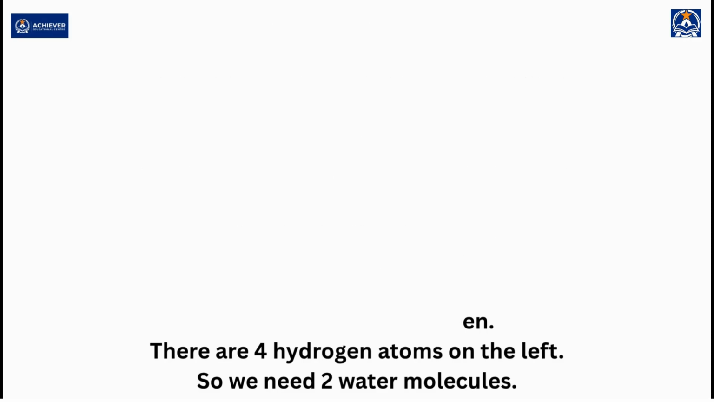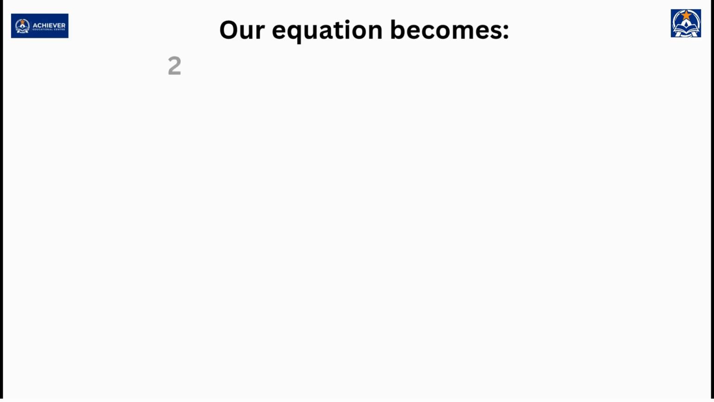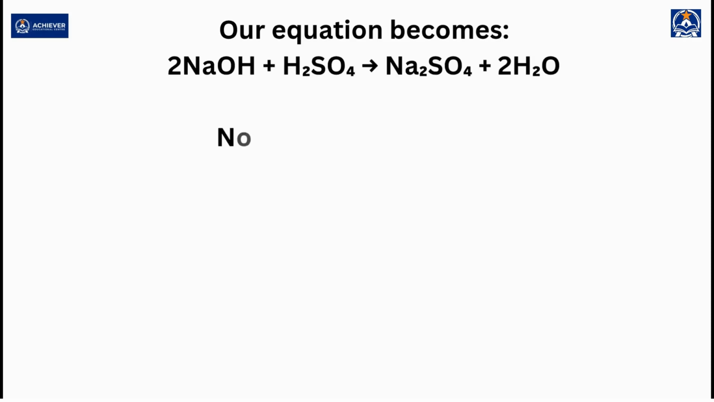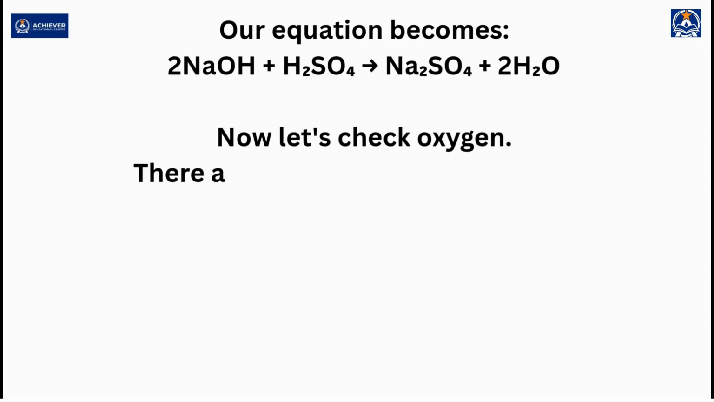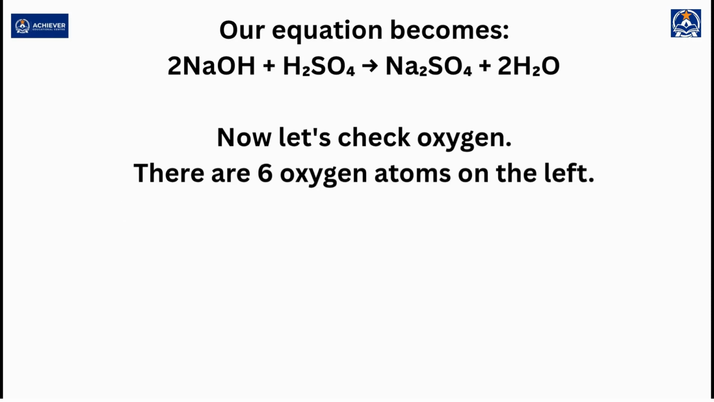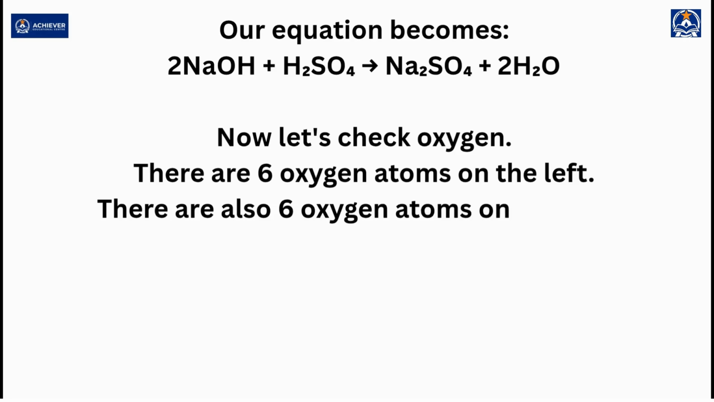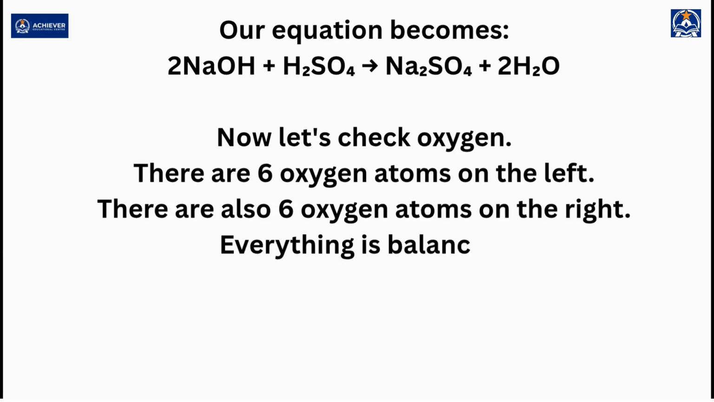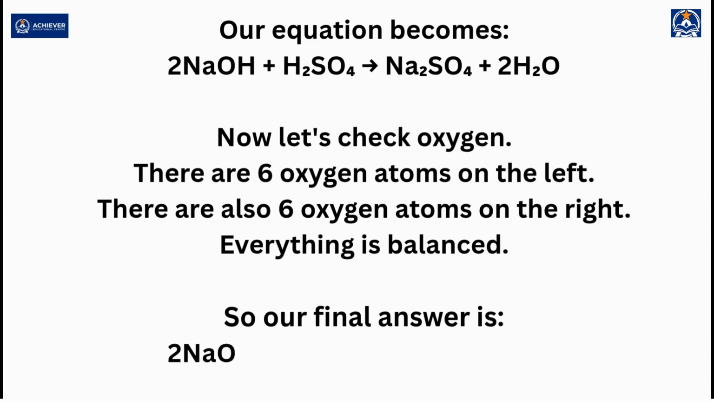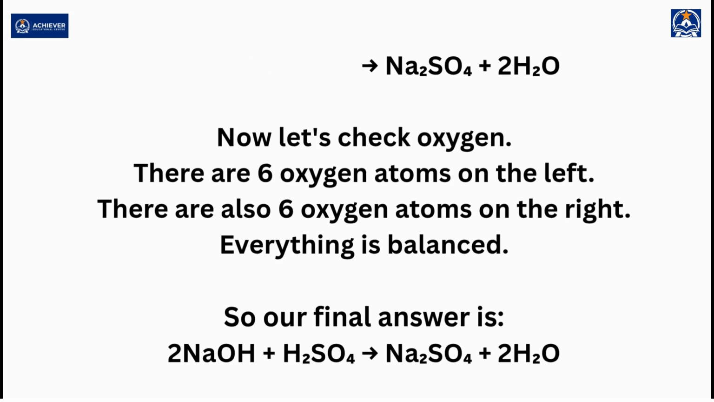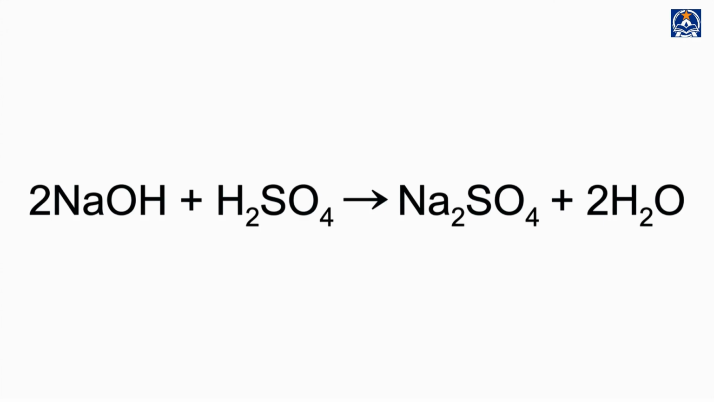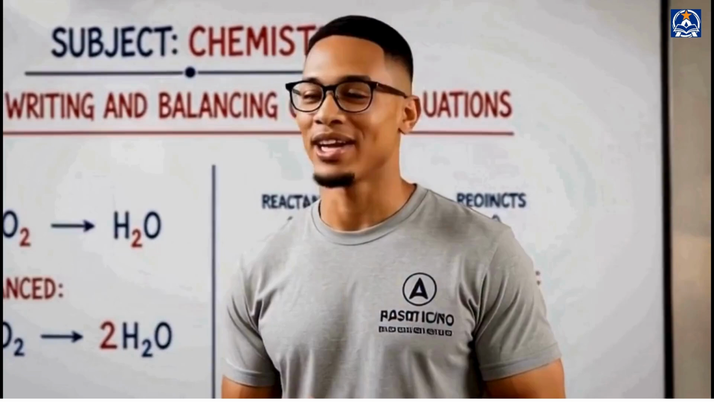Now count hydrogen. There are 4 hydrogen atoms on the left. So we need 2 water molecules. Our equation becomes 2NaOH plus H2SO4 gives Na2SO4 plus 2H2O. Now check oxygen. Left side has 6 oxygen atoms. Right side also has 6. Everything is balanced. So the final equation is 2NaOH plus H2SO4 gives Na2SO4 plus 2H2O.